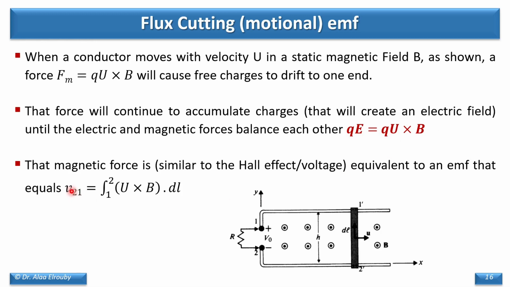So the potential difference between the two terminals equals the integral of u cross B dot dl from point 1 to point 2, and this will give us the potential difference between the terminals of the moving conductor in a static magnetic field. So the time variation here is a moving conductor, not a variation in field with time. And this case is also generating electromotive force.